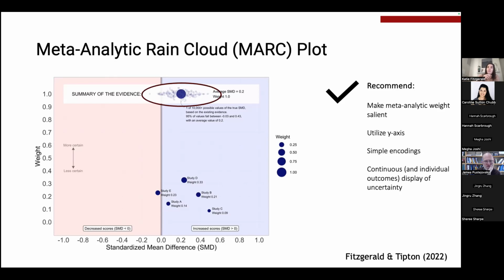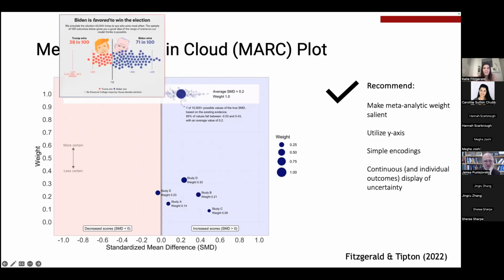Okay, and we chose a continuous display of uncertainty again, showing a cloud of plausible points that represent the plausible range of values that the true summary effect might be in given the current evidence. We modeled this after the 538 ball swarm plot, where they're showing the plausible election outcomes. This is informed by some data viz research that suggests that people are better at reasoning about uncertainty when it's displayed as individual potential outcomes.